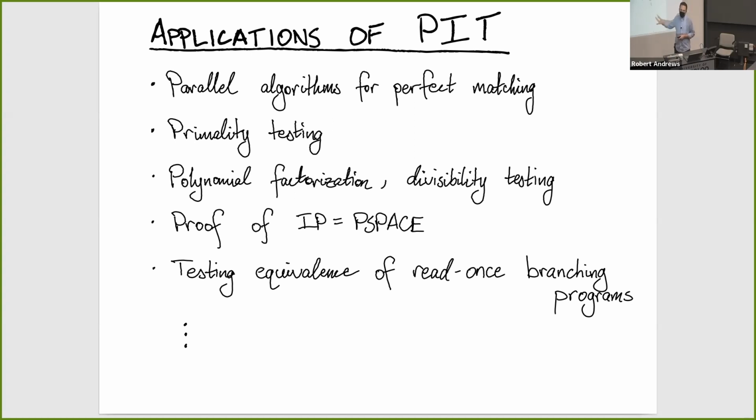And you can solve other problems like testing equivalence of so-called read-once branching programs. And if you don't know what these are, this is just some non-uniform model of computation for Boolean functions. And the point is, if I give you two of these read-once branching programs and I ask you, do they compute the same function, you can actually solve that using PIT. So this is a useful problem. It helps us solve things that don't necessarily look like algebra. So what do we know about solving PIT?